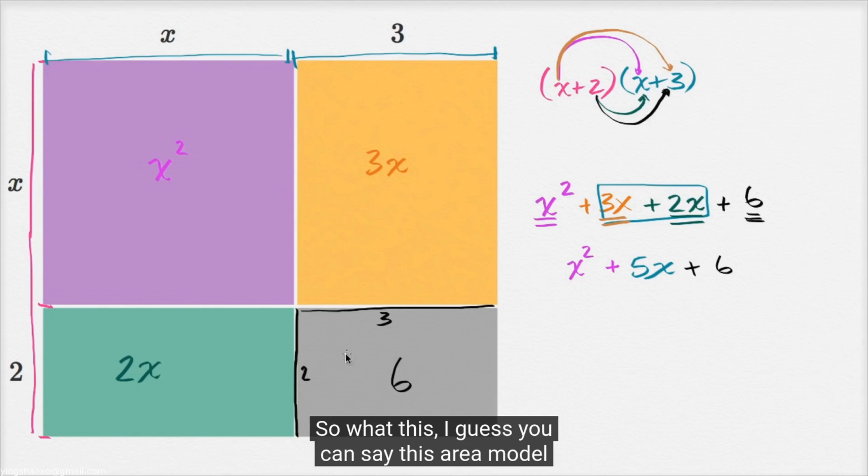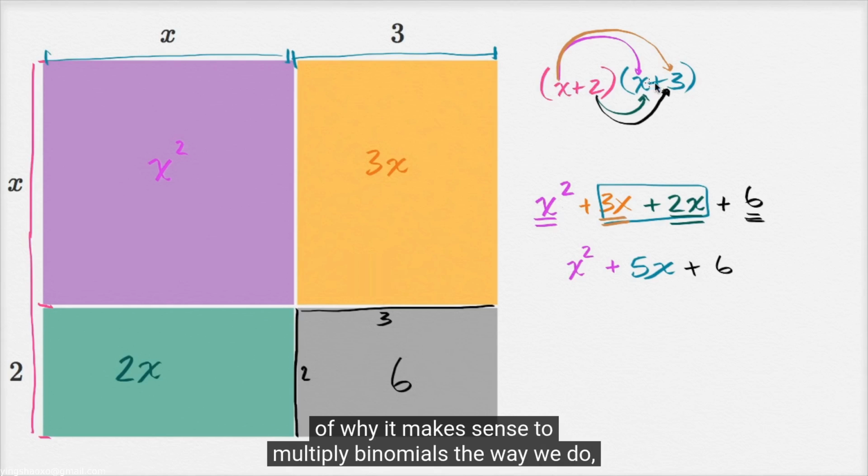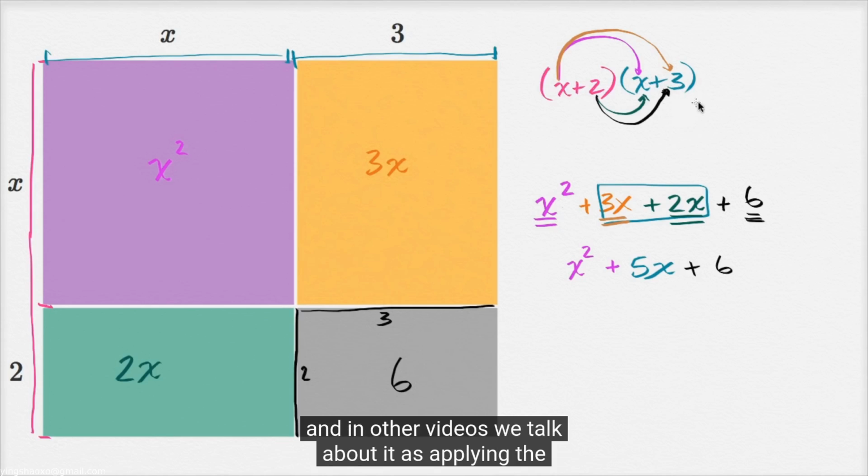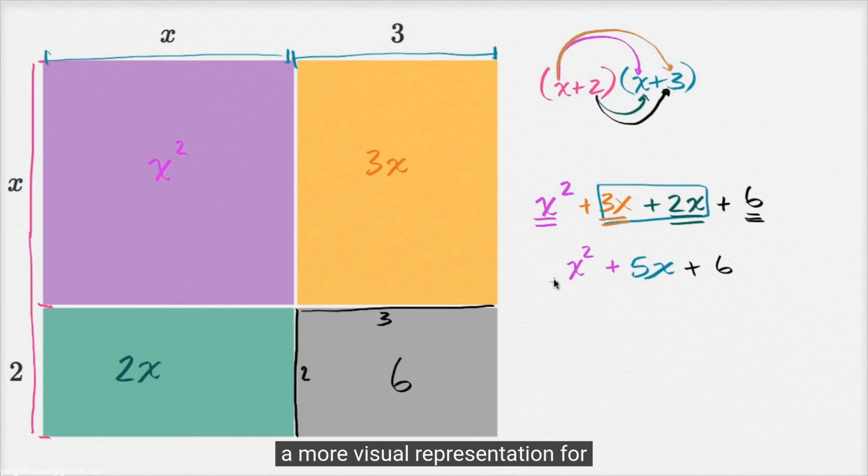So what this area model does for us is it hopefully makes a visual representation of why it makes sense to multiply binomials the way we do. And in other videos, we talk about it as applying the distribution property twice, but this gives you a more visual representation for why it actually makes sense.